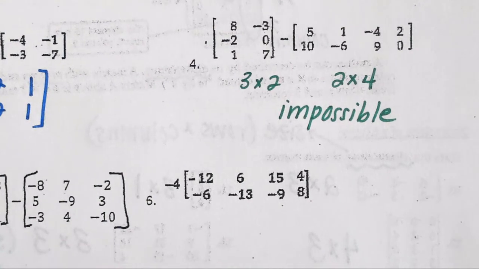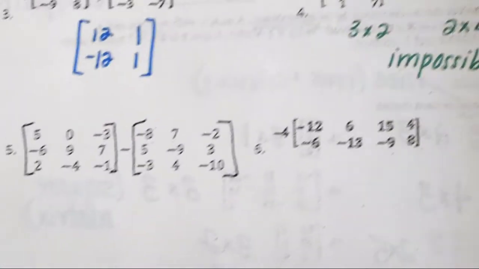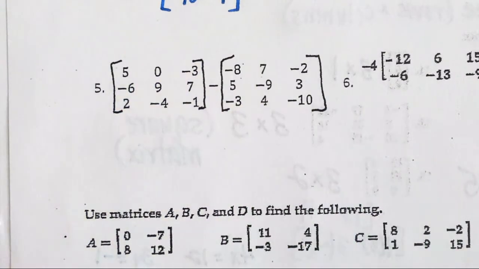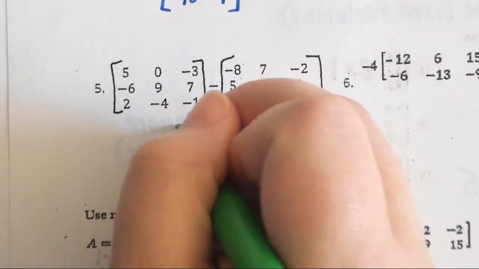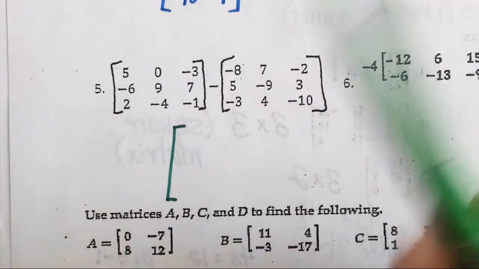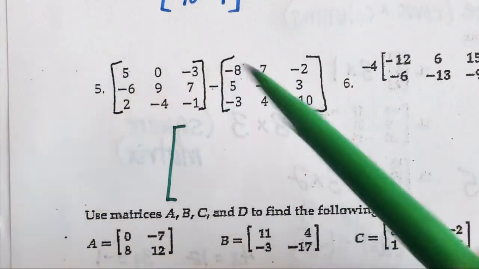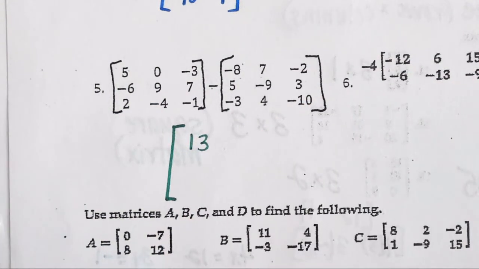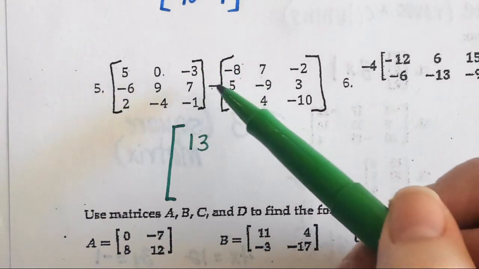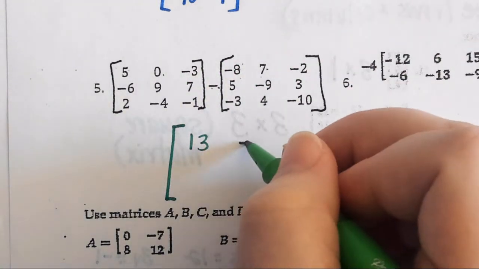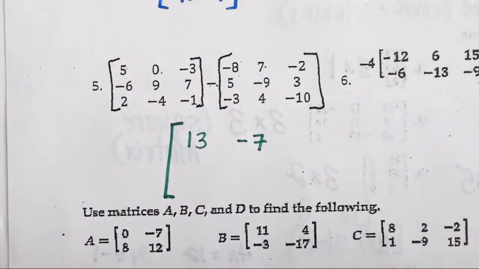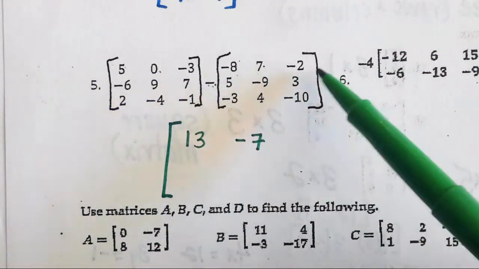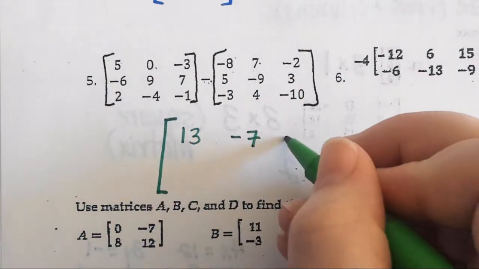Okay, now let's go to number 5. I can already tell this one's going to be a good one because I see it's a 3 by 3 and a 3 by 3, so I know we can do the math. I'm going to try to do this one in my head. 5 minus a -8. That ends up being 5 plus 8, which is 13. 0 minus 7 ends up being -7. -3 minus -2. Well, that's -3 minus a negative, so -3 plus 2, which is -1.